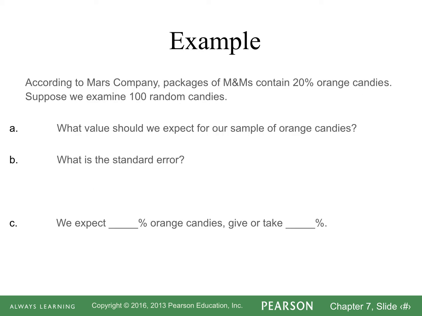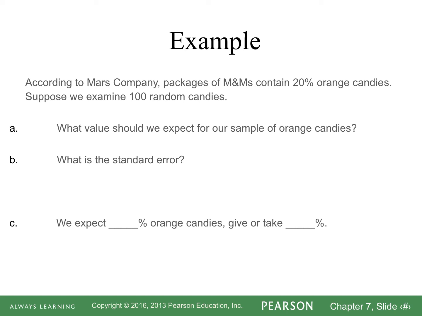So here's the last example. According to Mars Company, packages of M&Ms contain 20% orange candies. Suppose we examine 100 random candies. What value should we expect for our sample of orange candies? And what is the standard error?